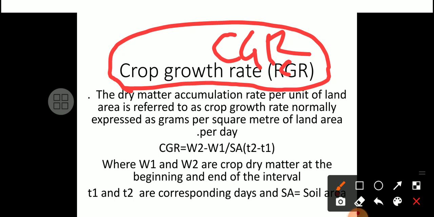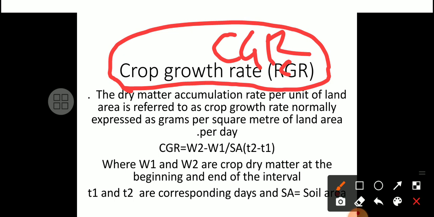Divided by soil area. What is the soil area? That area we have to mention here as SA, and divided by T2 minus T1, that is, how many days we took. So that is 20 days, isn't it? We took 20 days. Like that we will be able to substitute the figures into that and just calculate.